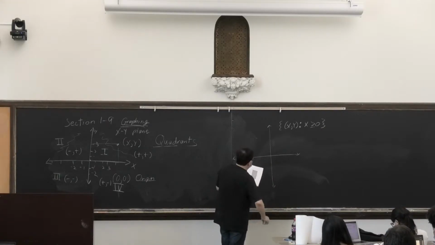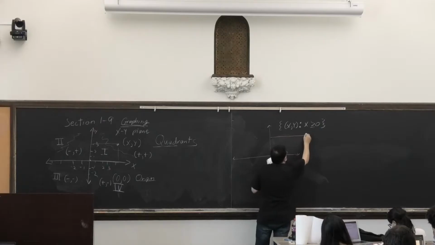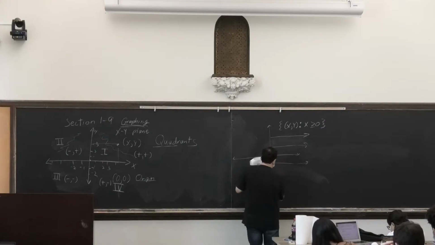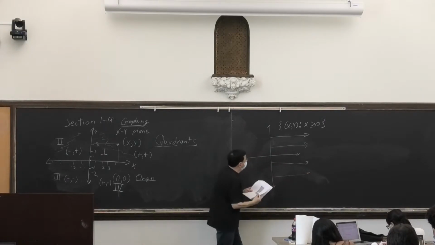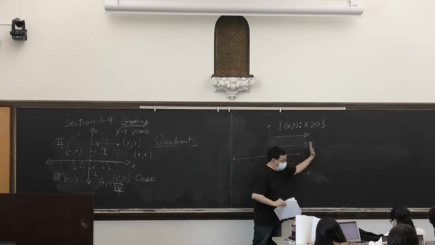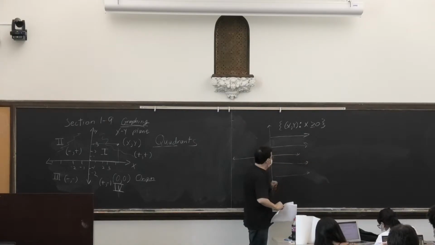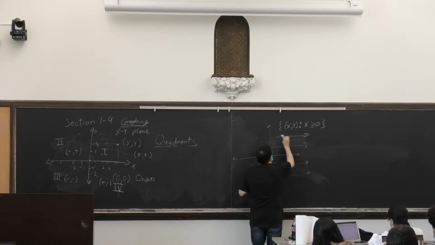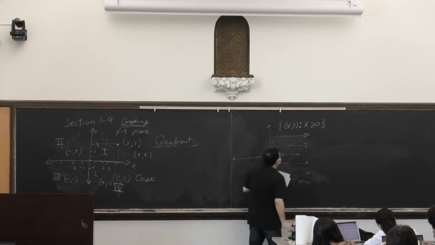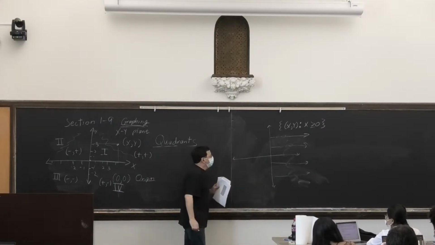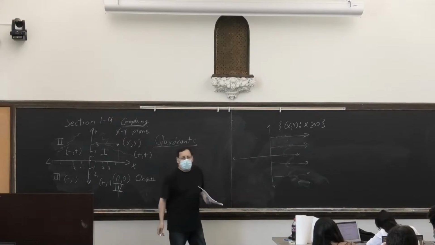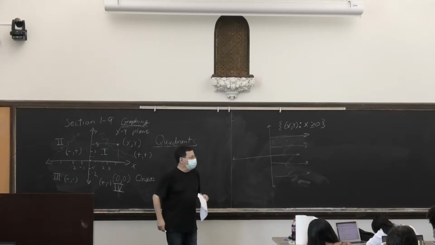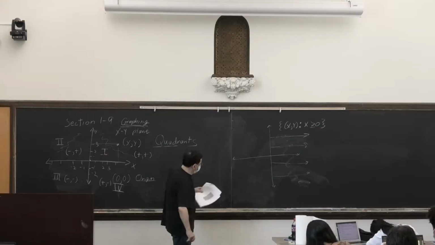Well, typically, we want to just indicate x greater than 0. You could draw some lines like this, kind of shade it in. So this is an area where it's not math, it's kind of artistic creativity, as long as it's clear what you're talking about.